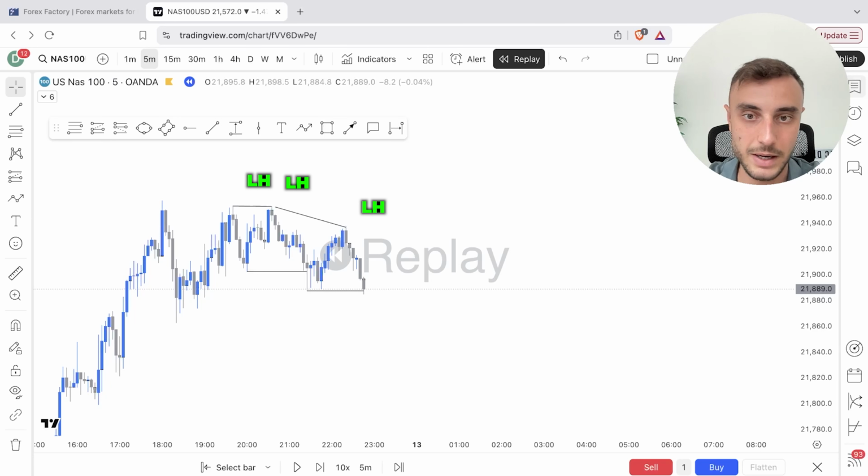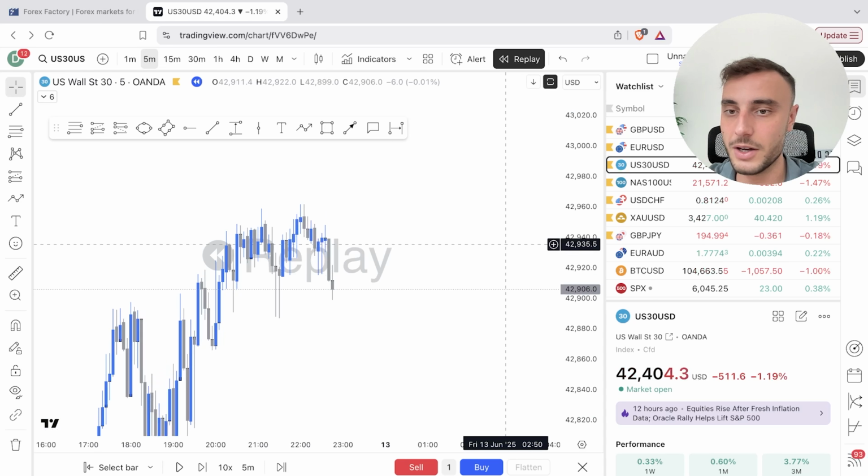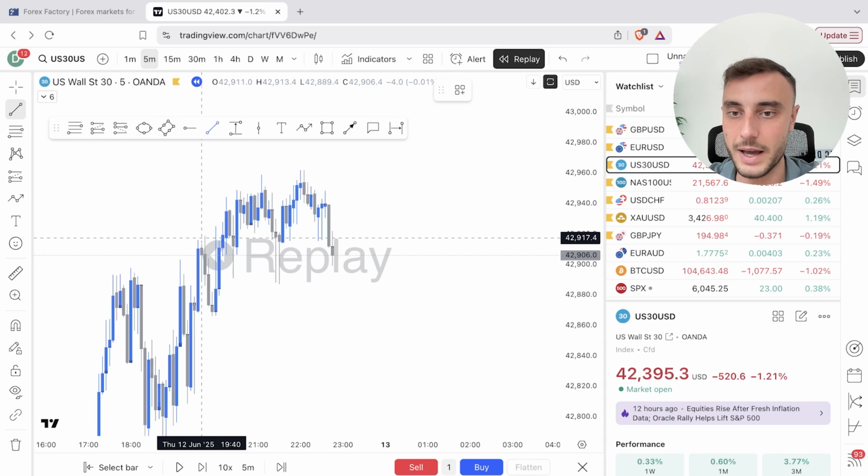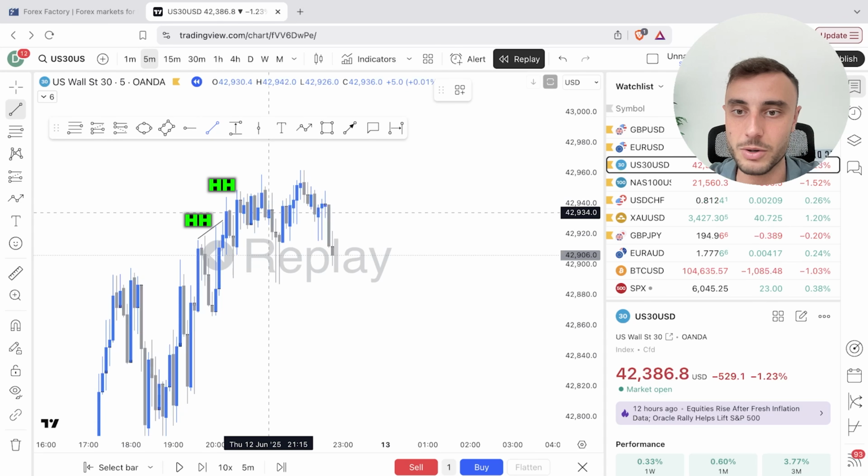Now let's look at US 30. Check this out. US 30 on the other hand is forming a bullish market structure. It's continuously forming new higher highs, heading higher. Okay, and right here it is clear as day. Once again, let me show you NASDAQ, that we have an SMT divergence.